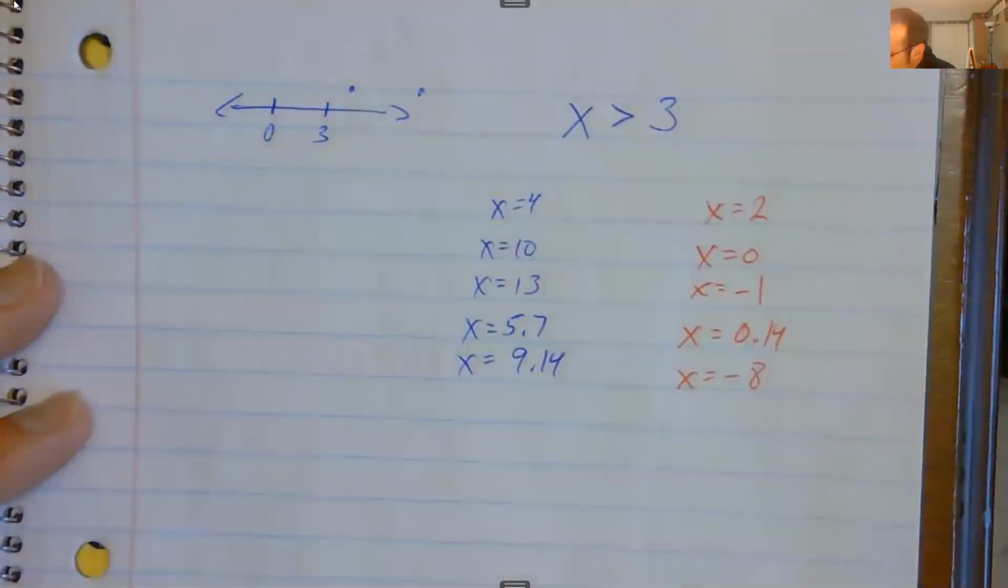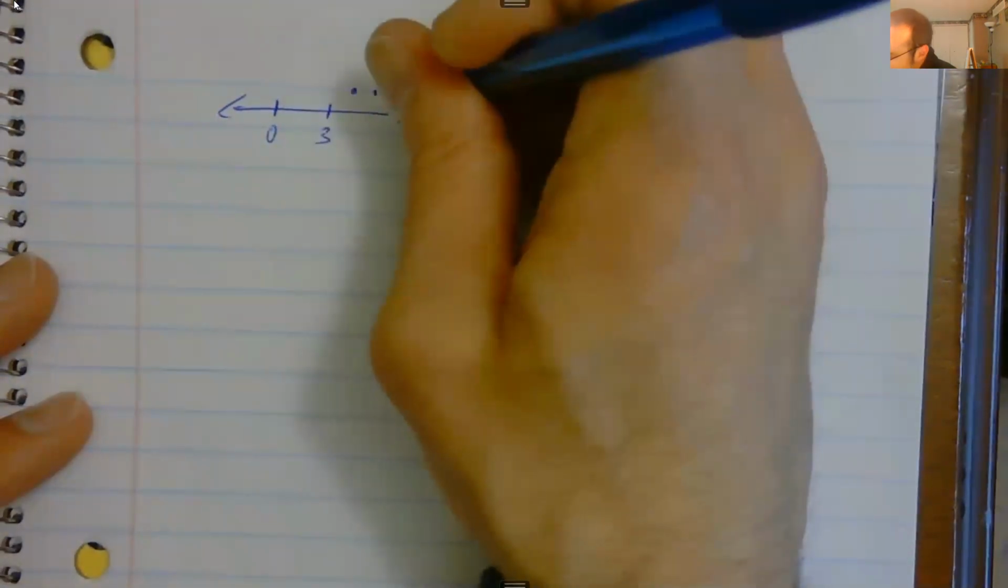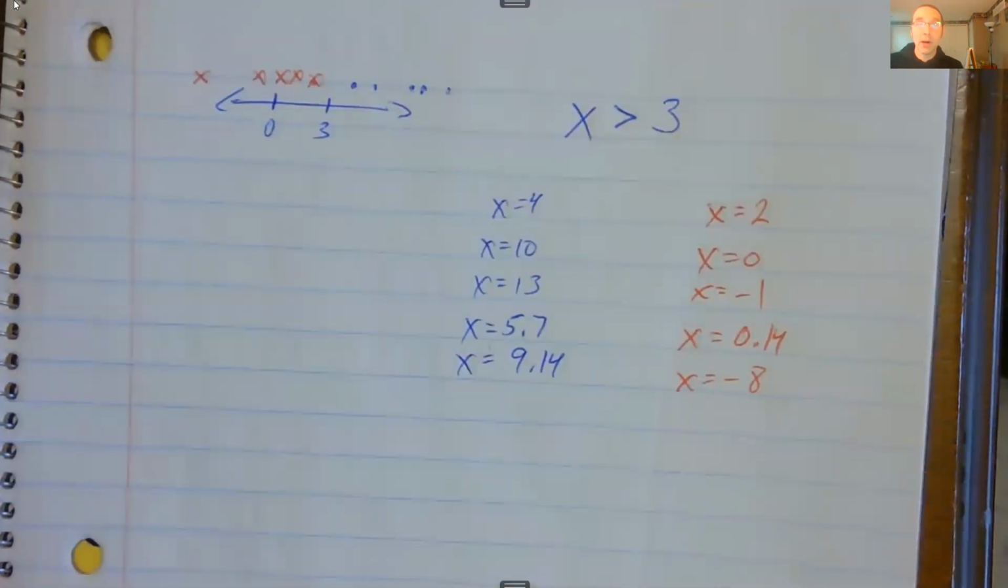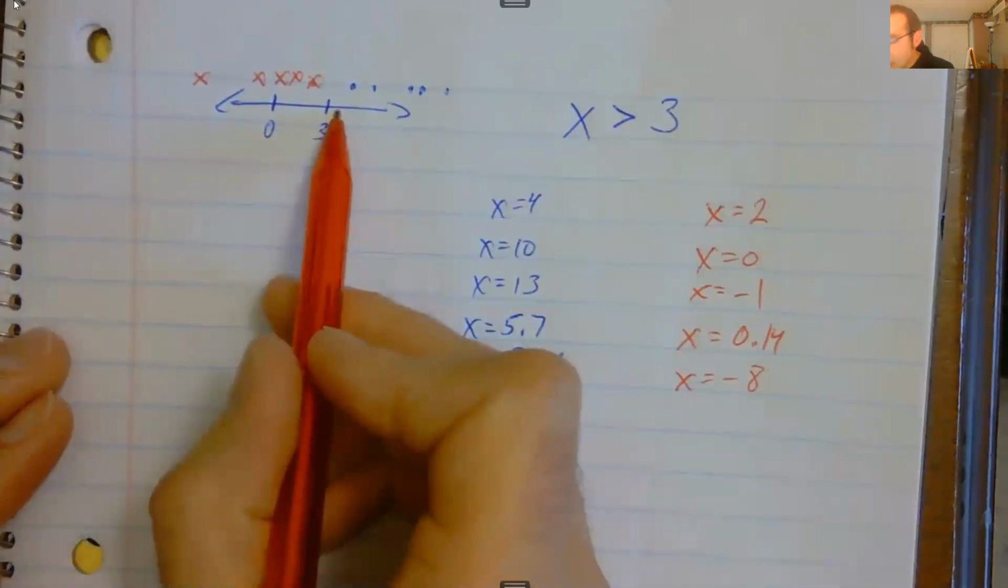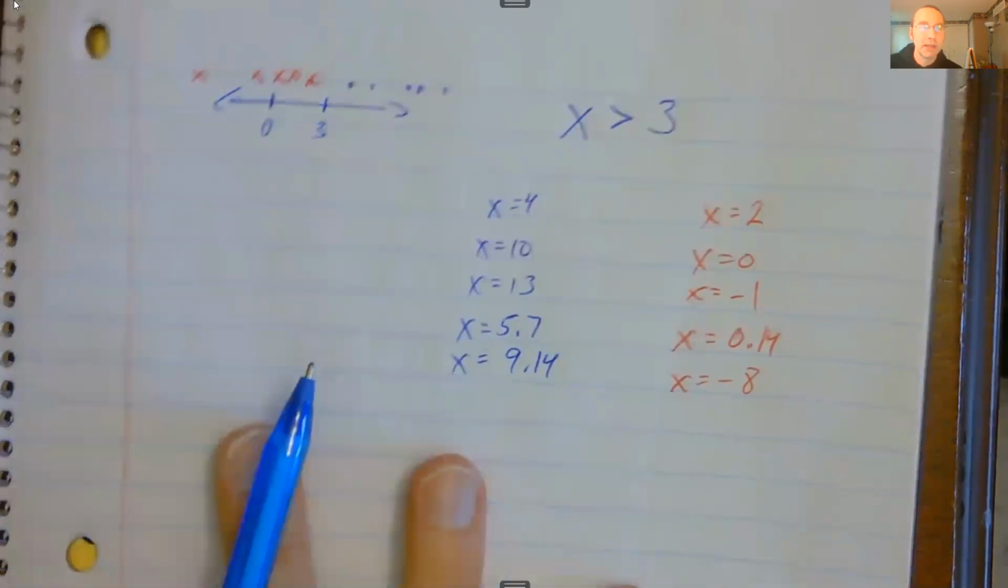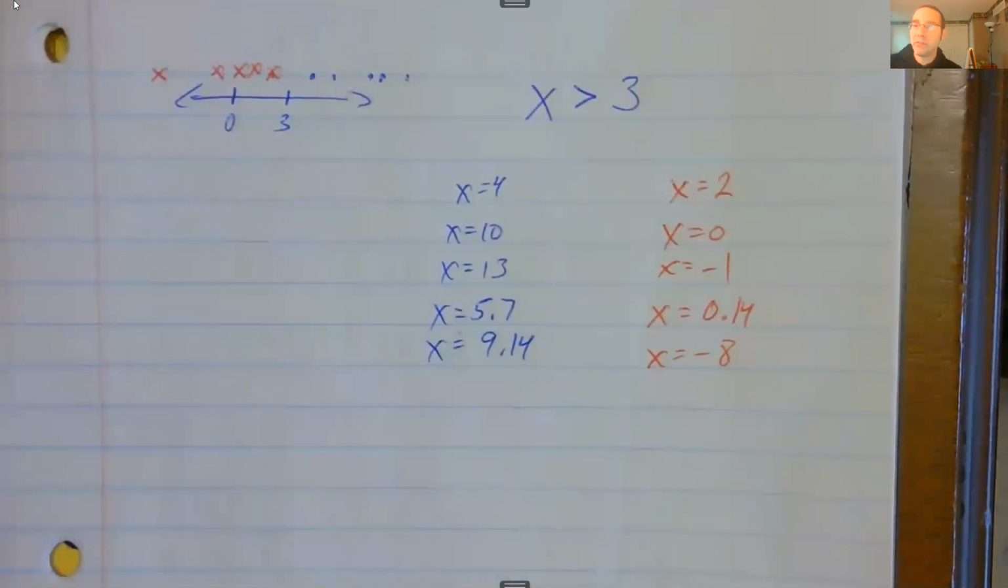And so if I plotted on my number line, here's x equals 4. Here's x equals 10. Here's x equals 13. X equals 5.7. X equals 9.14. Those were all true statements. And then my false statements, like x equals 2, that was bad. X equals 0, that didn't work. X equals -1, that didn't work. X equals 0.14 didn't work. X equals -8, that didn't work. And what we see is that anything over here to the right of 3 gave me a true statement. Anything to the left gave me a false statement.